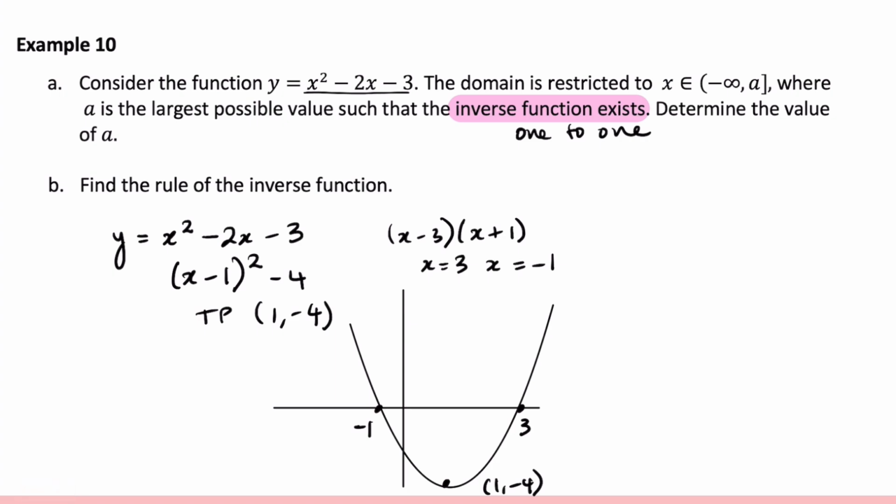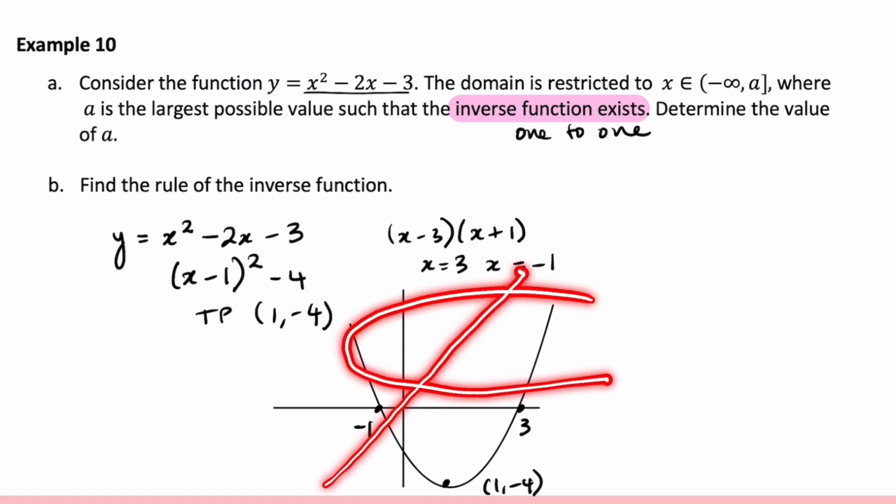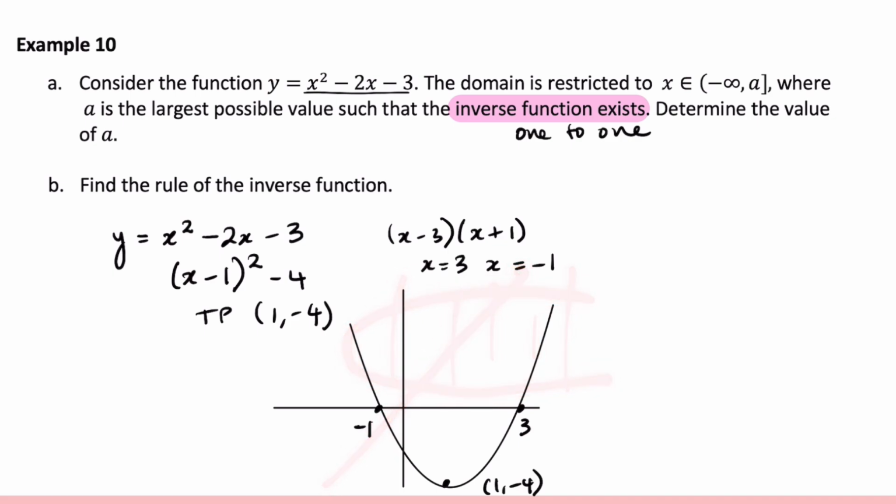However, if I were to flip it in the line y equals x, it'll look something like this, where we'll have a turning point at negative 4 and 1, or something like that. This is no longer a function. It does not pass the vertical line test, so I have to make it a one-to-one.